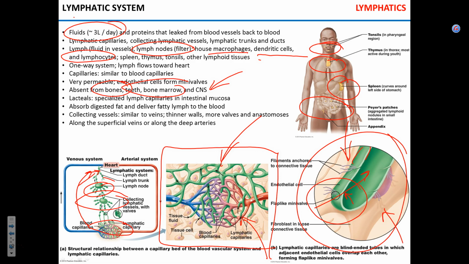A special kind of lymphatic capillaries, as you know, lacteals, they are found in the mucosa of intestines, and they collect fat, collect lipids, and deliver them to the blood. Now, lymphatic capillaries merge, forming collecting vessels. A collecting lymphatic vessel is kind of similar to a vein. It has valves, a bit thinner walls, and more anastomosis, so it makes a more branched network.